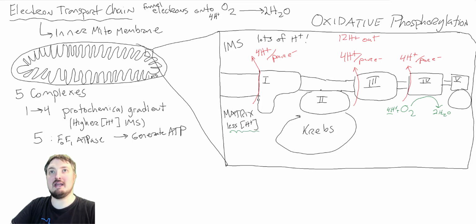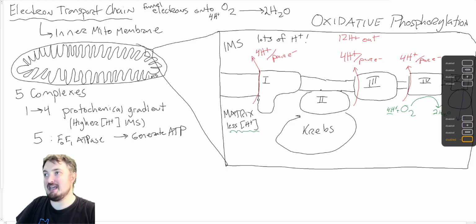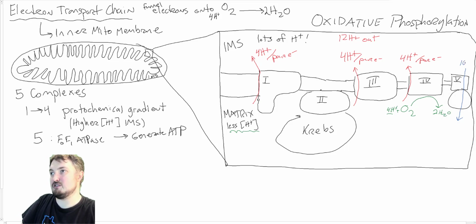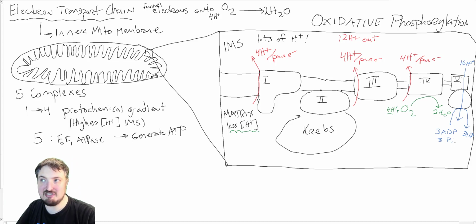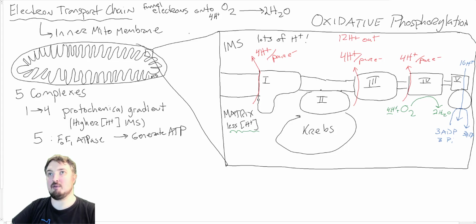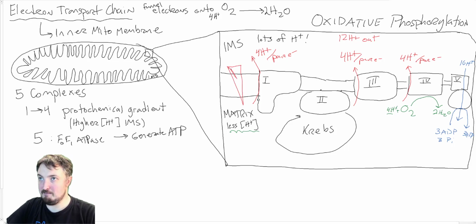That way, when the rubber hits the road, complex 5 is going to take in 10 protons and make 3 ATPs out of it. We take 3 ADPs and 3 phosphates and make 3 ATPs for every 10 protons we pump back into the matrix, down the gradient. Remember that we have a lot more H pluses outside than inside. Bringing them back down the gradient is like passive transport.